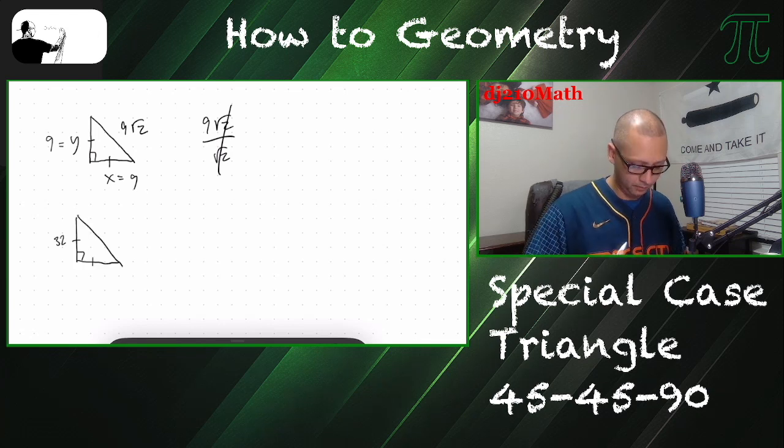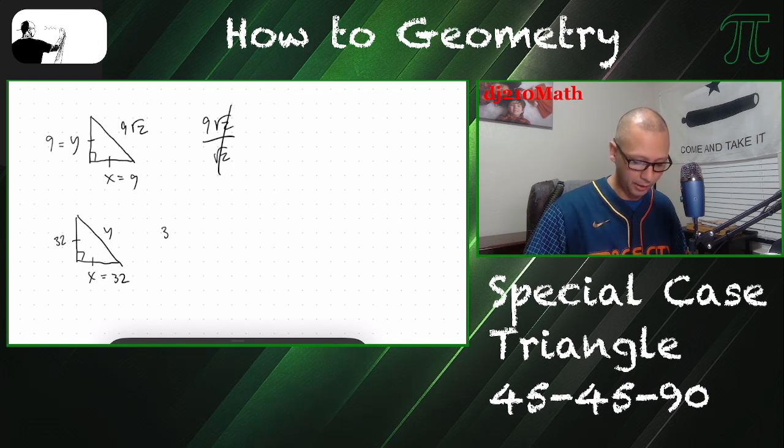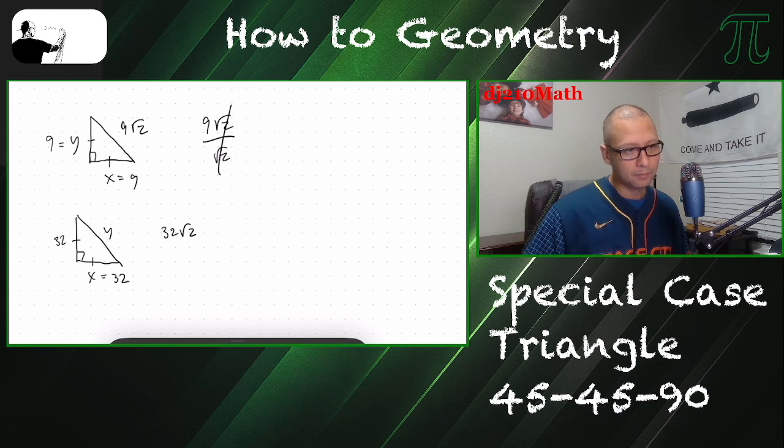In this particular triangle, if x is 32, the other leg is going to be 32, right, because in these particular situations, the legs are equal. The hypotenuse, the longest side, is going to be the leg times root 2. So here, y is going to be equal to 32 root 2.